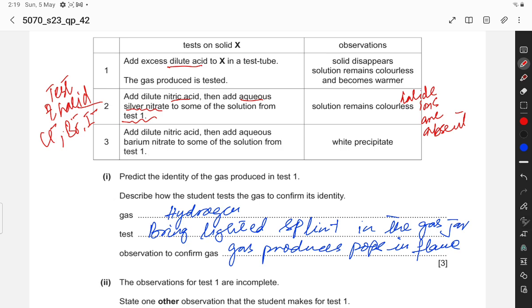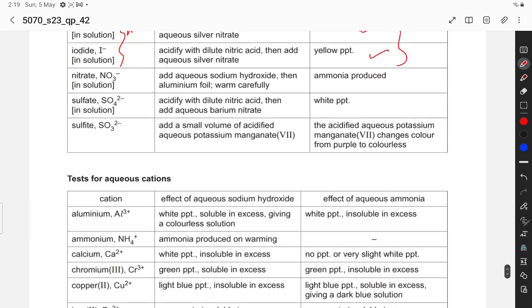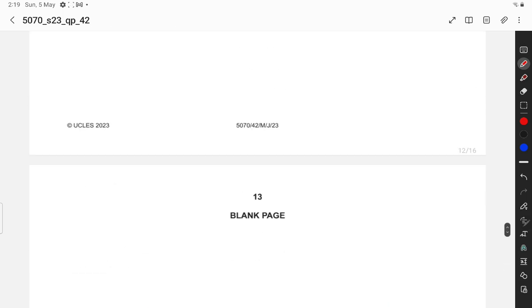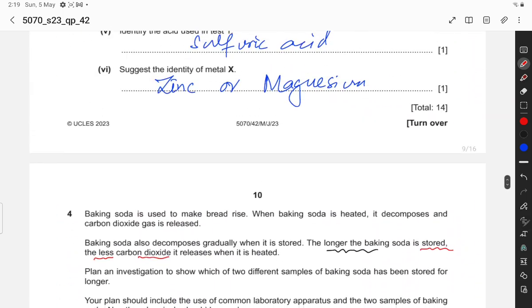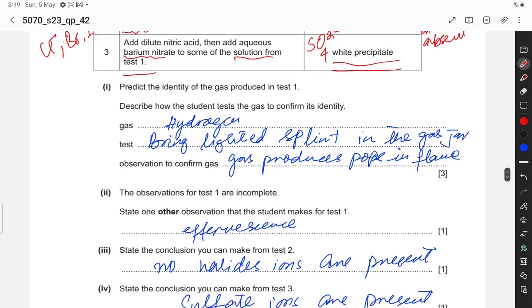Add dilute nitric acid, then add aqueous barium nitrate to some of the solution from test 1. A white precipitate means sulfate ions are present. You can confirm from the test given at the back of the paper. This is the sulfate ion test: acidify with dilute nitric acid, then add aqueous barium nitrate. The observation is a white precipitate. So sulfate ions are present in this solution.